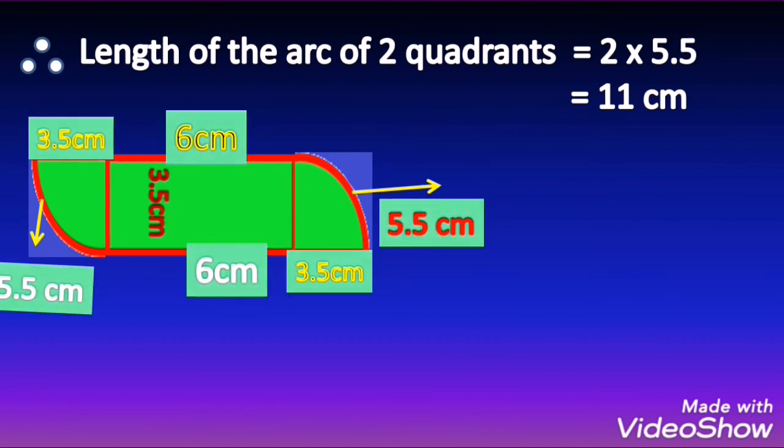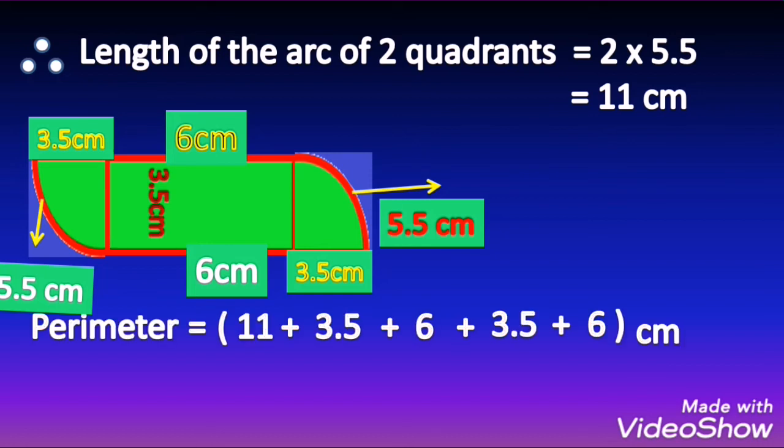Now let us add all the sides of the given shape to find the perimeter. It is 11 plus 3.5 plus 6 plus 3.5 plus 6, where 11 is the length of the arc of the two quadrants. It is equal to 30 centimeters. So the perimeter of the given shape is 30 centimeters.